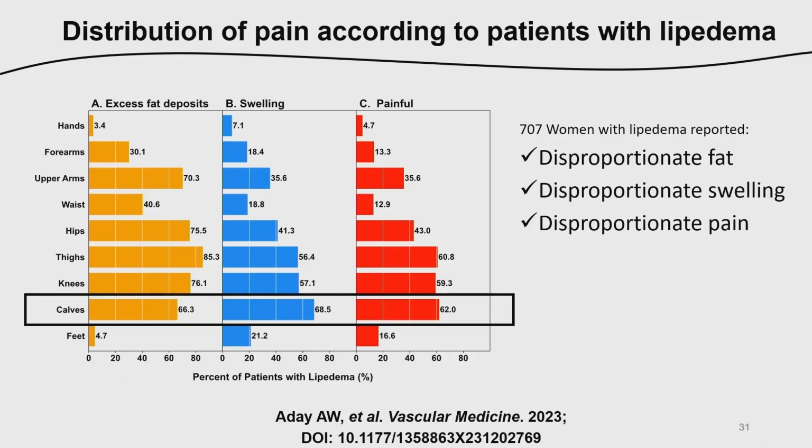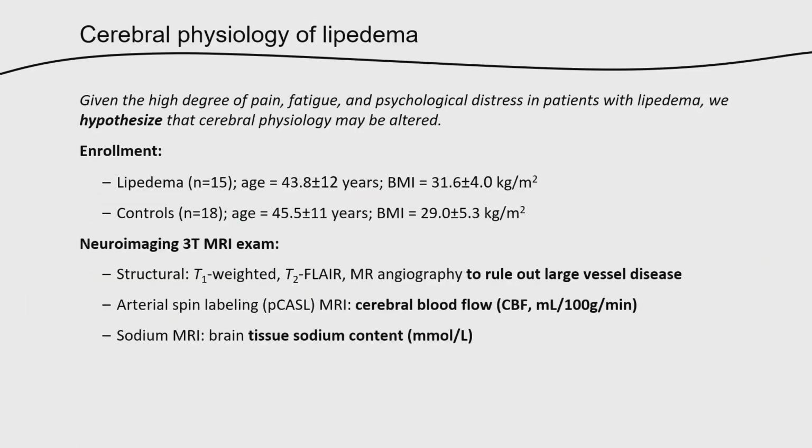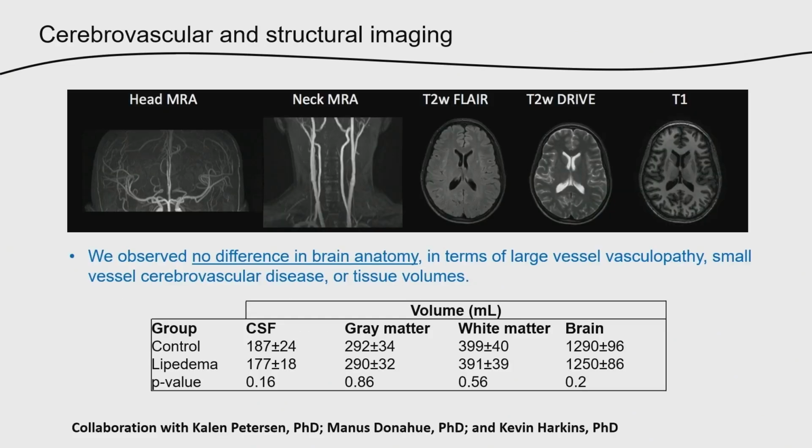So this is just showing their disproportionate pain, swelling, and fat. The point here is that they have chronic pain as well. And we were wondering, in these patients who report pain, fatigue, and psychological distress, might there be some differences in their cerebral physiology that we are missing if we just look at the fat deposition symptom? Okay, so in these patients, we did some neuroimaging studies.